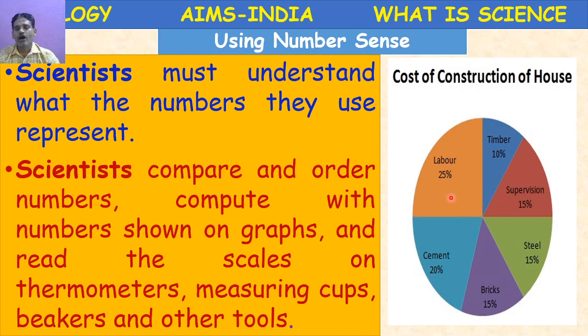So on labor, 25% of investment. On timber, meaning furniture, windows, doors, 10%. And supervision, several supervisors will be there, 15%. Then steel, meaning the rods or iron material, 15%. And bricks, definitely for the construction of walls, bricks, sand, cement are required. So on bricks 15% and cement 20%. Total 100% is divided like this.